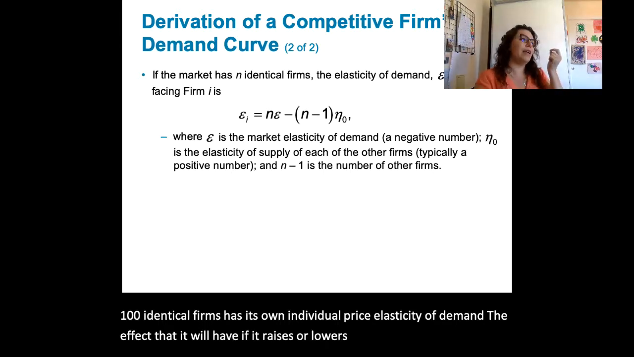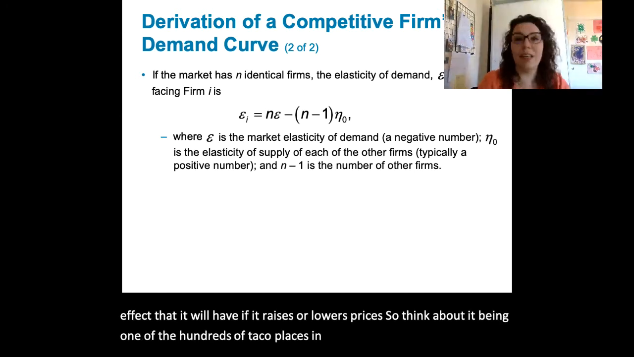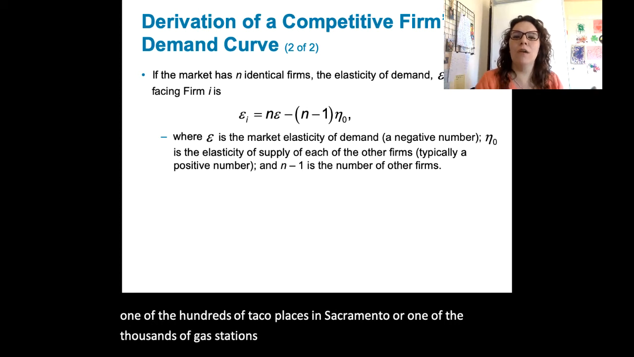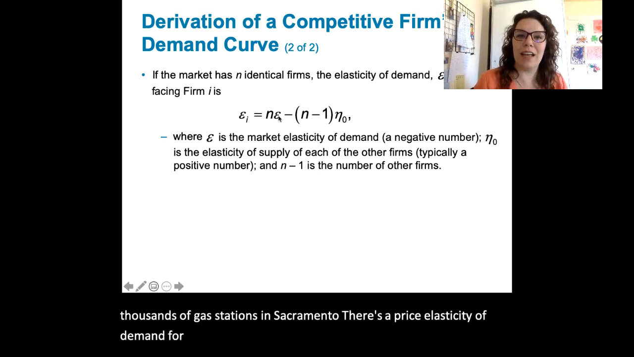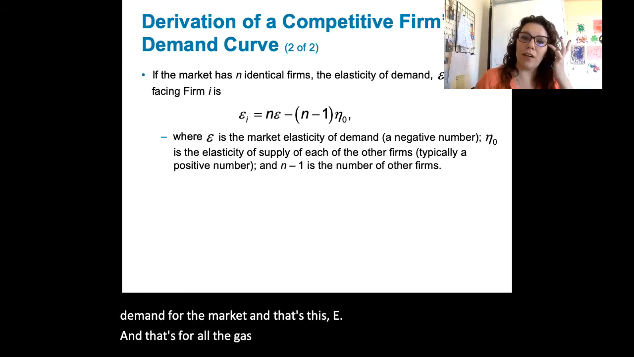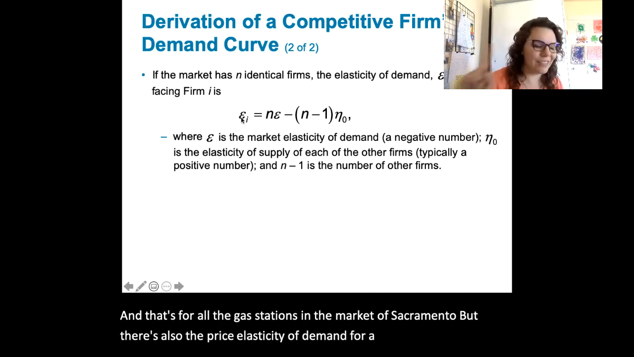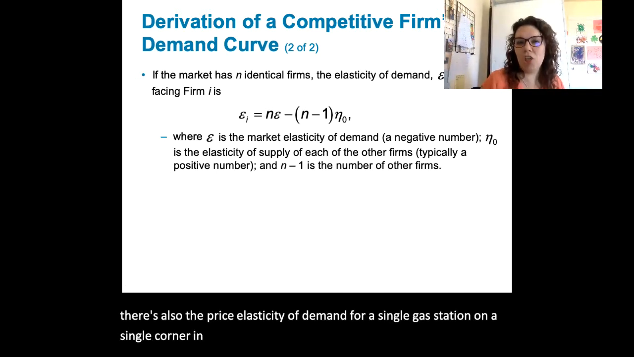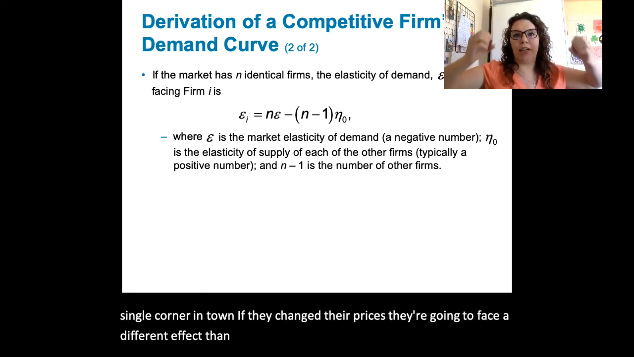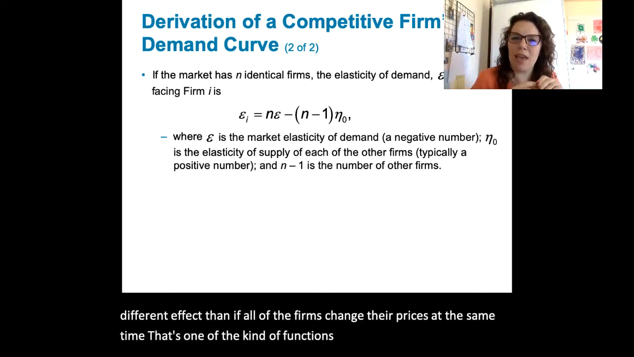So think about it being one of the hundreds of taco places in Sacramento or one of the thousands of gas stations in Sacramento. There's a price elasticity of demand for the market, and that's this E. And that's for all the gas stations in the market of Sacramento. But there's also the price elasticity of demand for a single gas station on a single corner in town. If they change their prices, they're going to face a different effect than if all of the firms change their prices at the same time. That's one of the functions of why competitive markets behave the way they do.